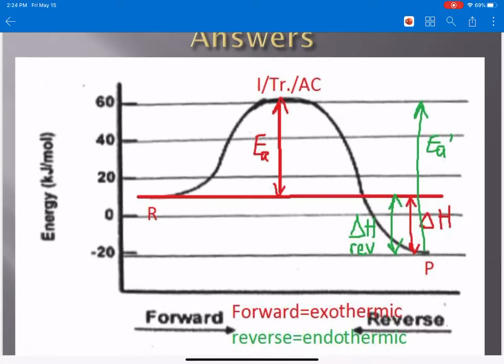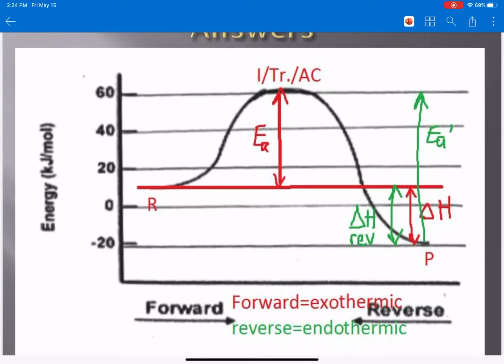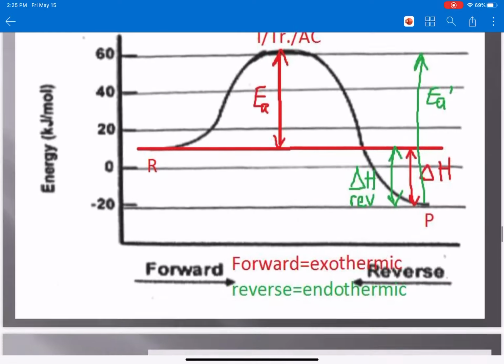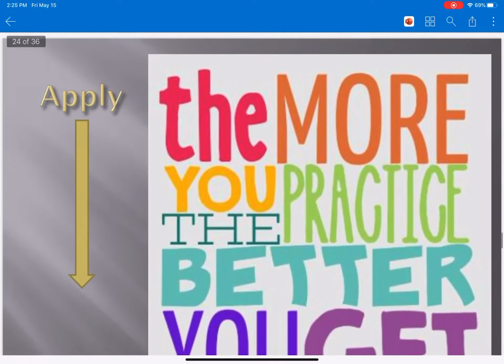Delta H and delta E are red and green here. The forward direction is losing energy. So the forward direction is exothermic this time. And the reverse direction would be endothermic. So EA prime is larger than EA. The signs of delta H and delta H reverse are opposite. So the forward direction would be a negative delta H, and the reverse direction, which is shown in green, would be a positive delta H. And that's pretty much how you do it.